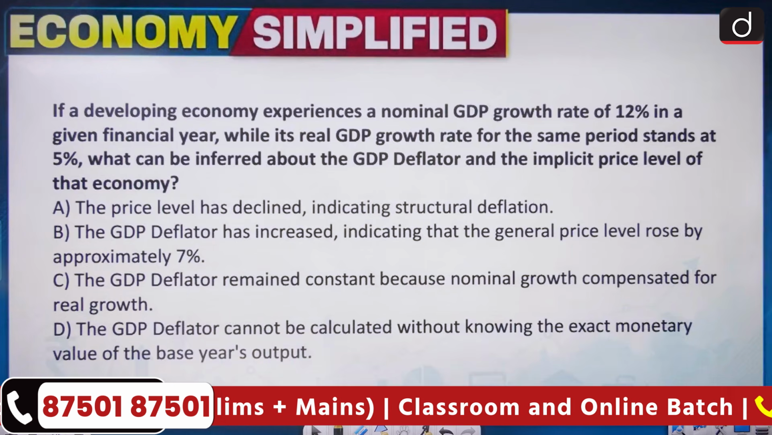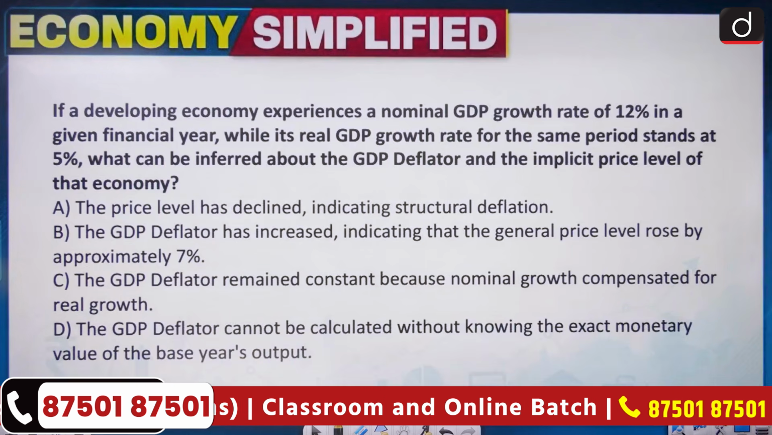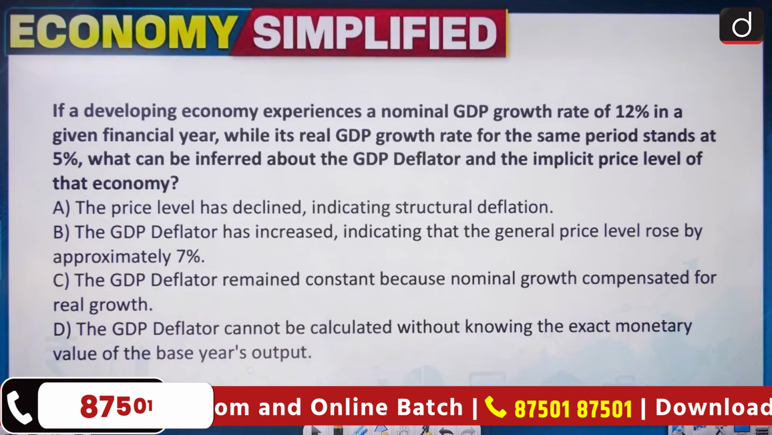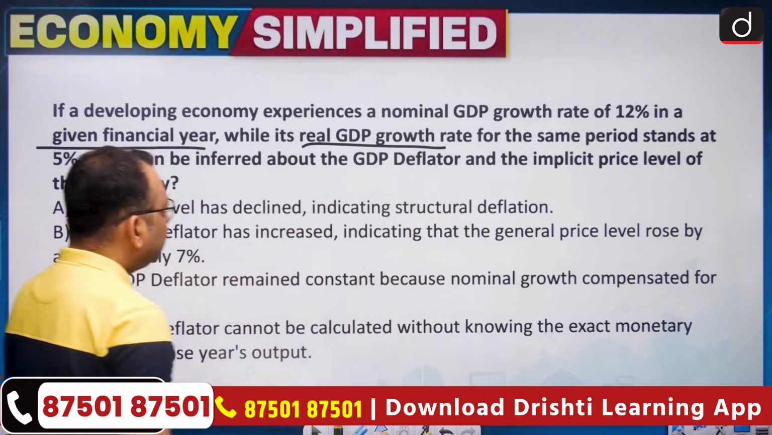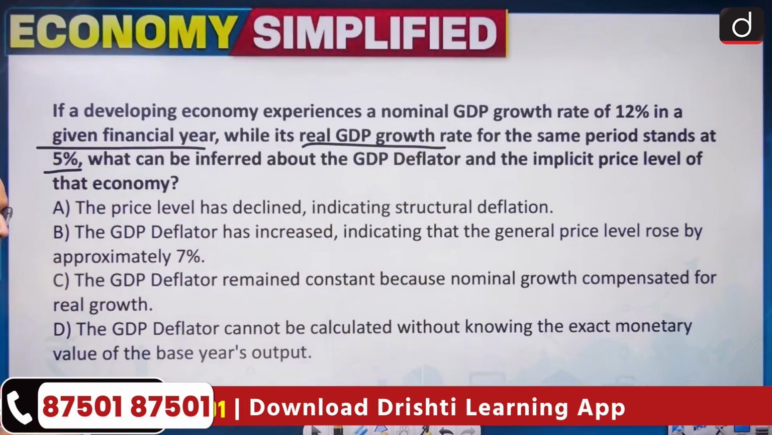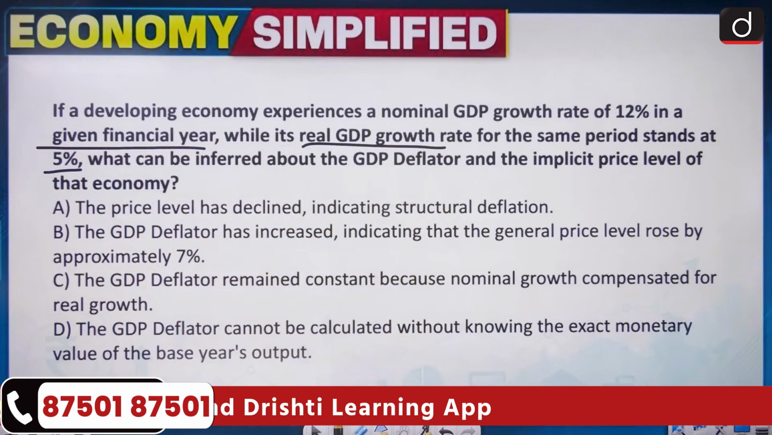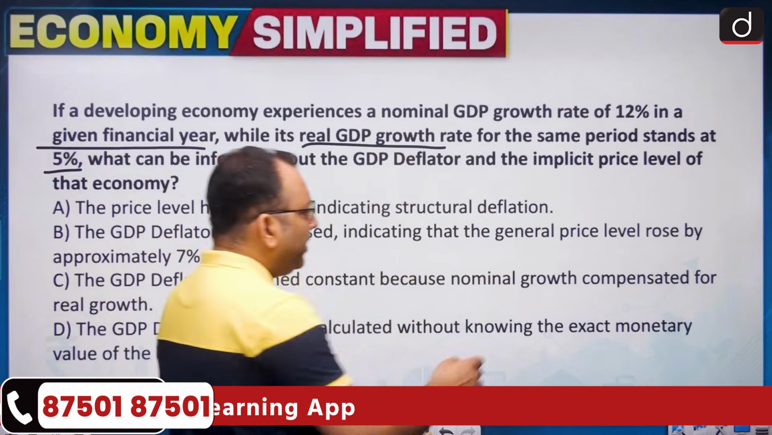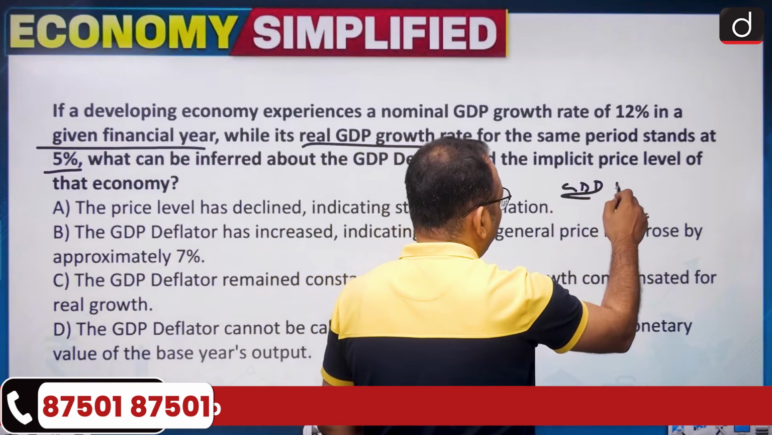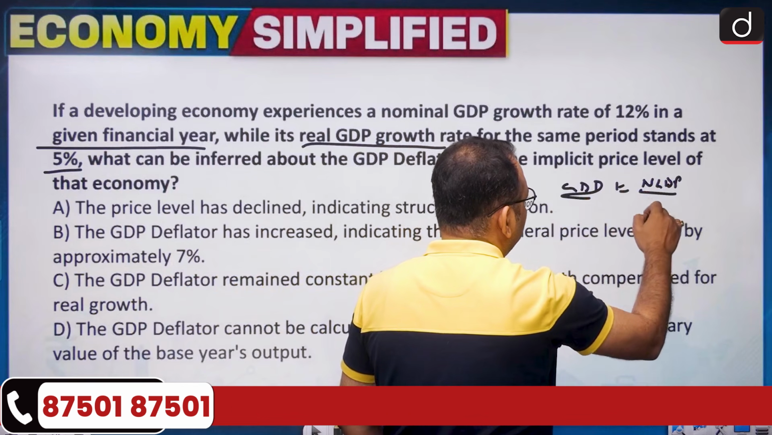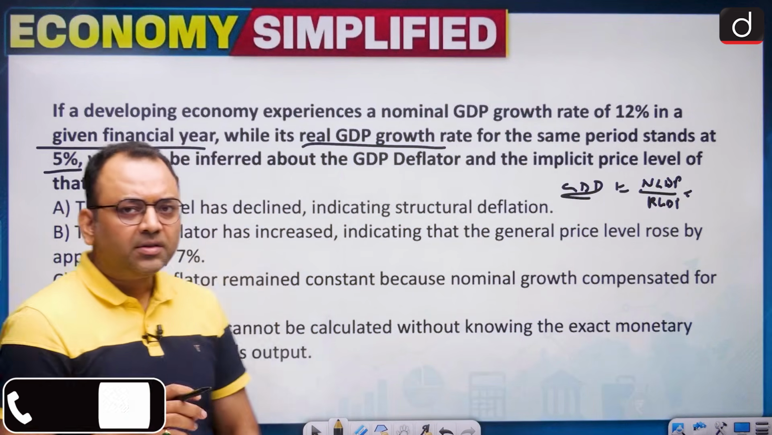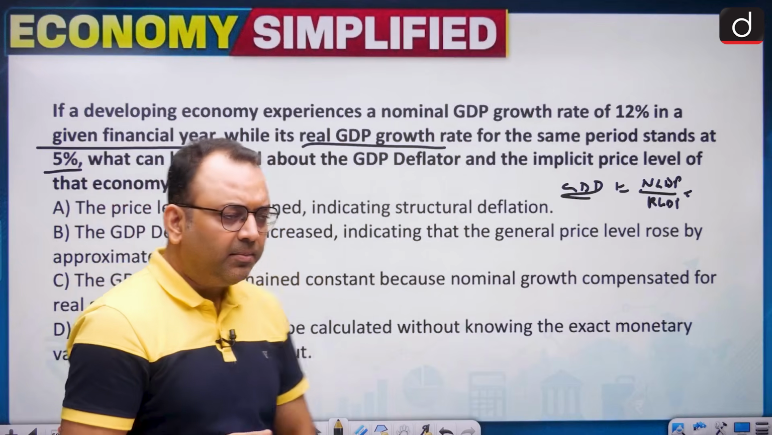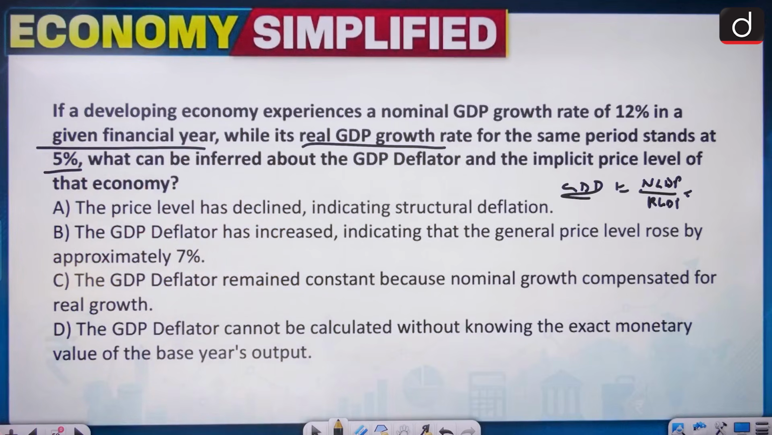If an economy experiences a nominal growth of 12% in a financial year, while the real growth for the same is say 5%, what can we infer about the GDP deflator? You see, the GDP deflator is about nominal GDP to real GDP into 100, right? Now the nominal GDP is rising by 12% and the real by 5%. So let's see the statements. The price level has declined.